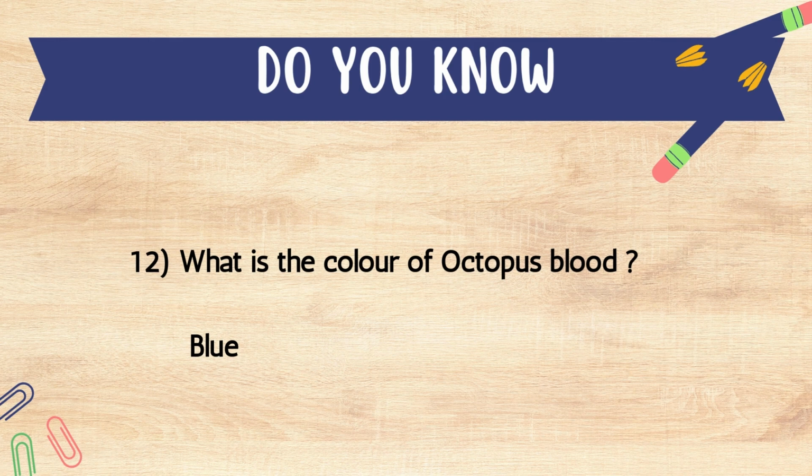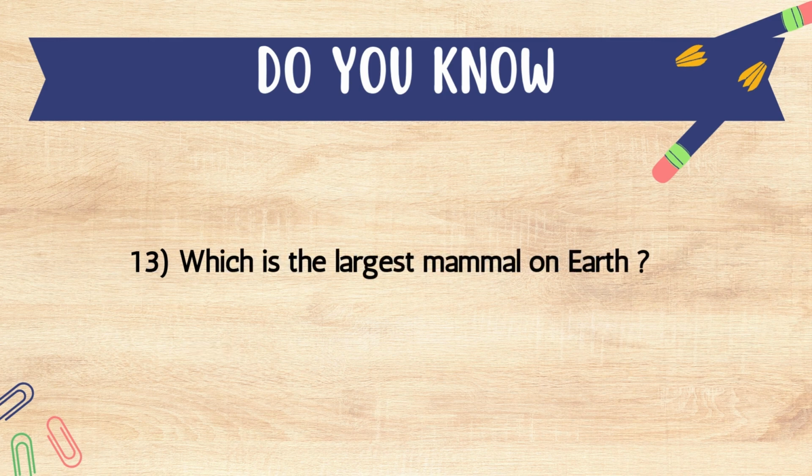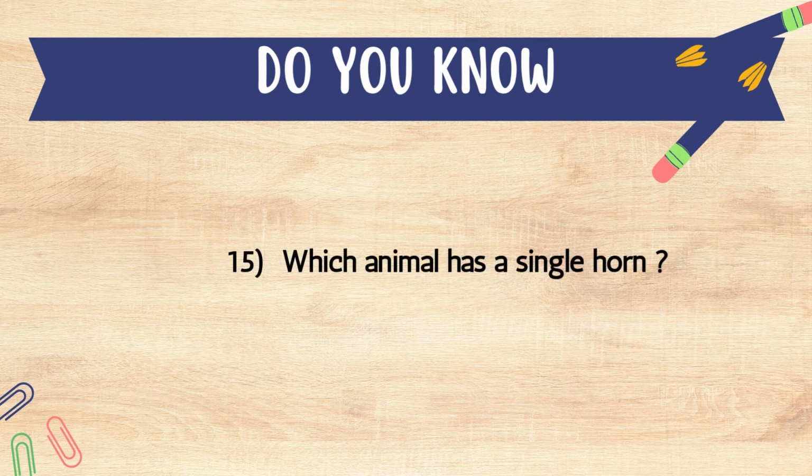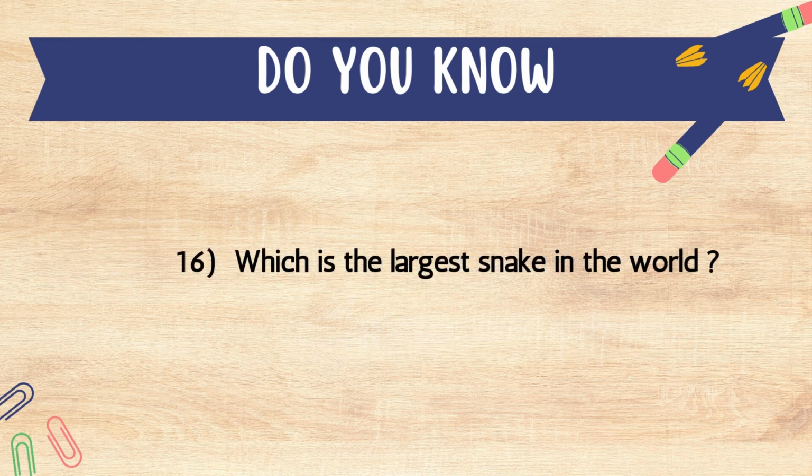Blue. Which is the largest mammal on Earth? Blue whale. Which country has the largest tiger population in the world? India. Which animal has a single horn? Rhinoceros. Which is the largest snake in the world?